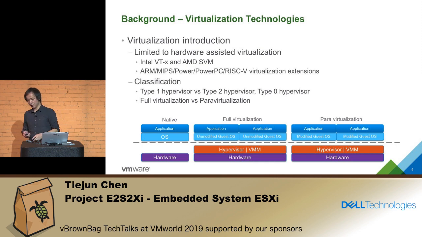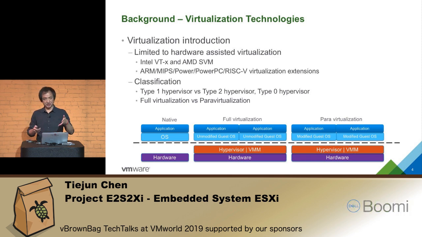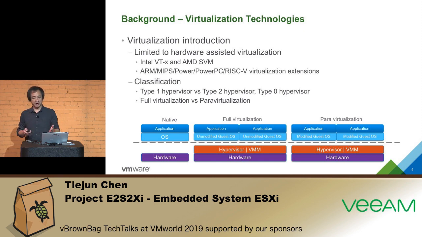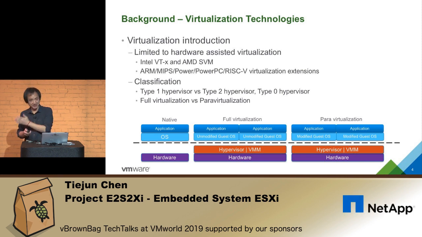Virtualization has many definitions. Some people say containers and Docker. Some people say VMs, traditional VMs, and hypervisors. Here, let's focus on hardware-assisted virtualization with a hypervisor and VMs. That means we need some CPU feature like Intel VT-x or AMD SVM. But now we're talking about embedded systems. In this area, you probably see ARM, or even MIPS, PowerPC, and RISC-V. Fortunately, these processors have similar virtualization extensions. That means we can enable virtualization on this platform.